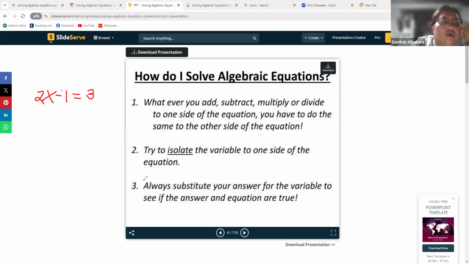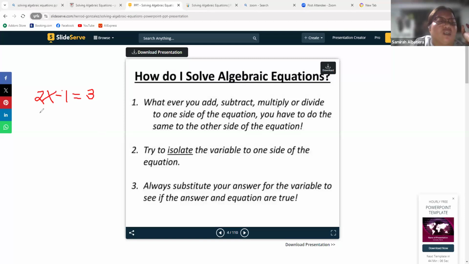This is the algebraic equation. It has become an algebraic equation because of the equal sign. Without the equal sign, it will be an algebraic expression. So how do we solve an algebraic equation? According to this, whatever you add, subtract, multiply, or divide to one side of the equation, you have to do the same to the other side. Take note, our goal here is to make sure that the coefficient with the variable x will be isolated, meaning all of the constants, or all of the numbers, should be on one side, while those with the variable will be on the other side.